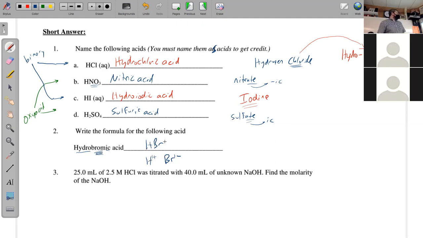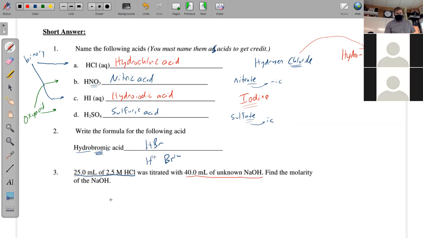All right, so a titration reaction. You got a volume and a molarity for the acid. This is the volume and molarity for an acid. We're going to titrate it with some unknown concentration of a base. Some volume of an unknown concentration of sodium hydroxide.